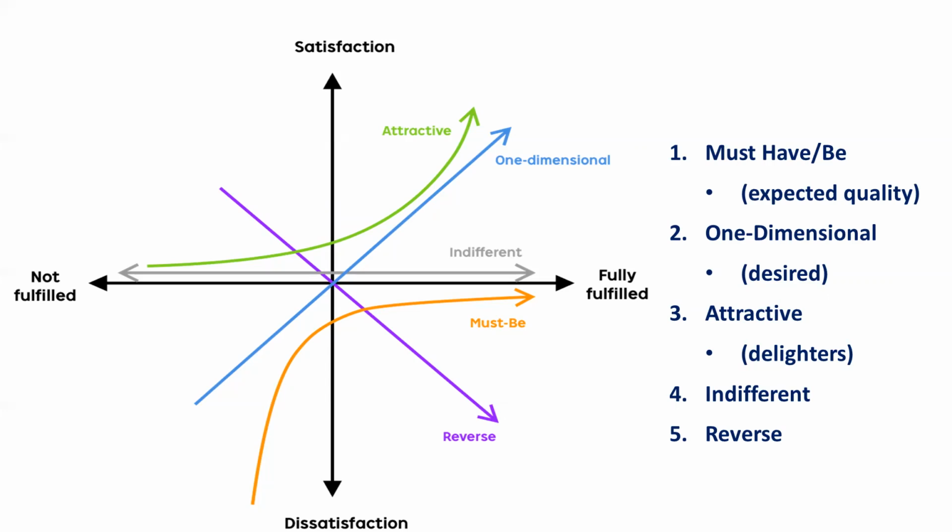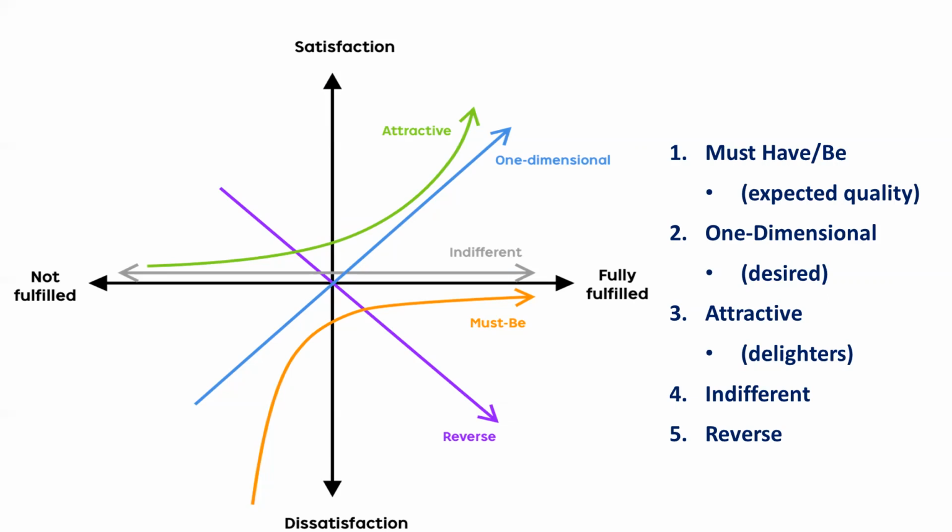Now, apart from this, you might see a gray line, which is the indifferent characteristics. Their presence or absence does not cause any difference to the satisfaction level. Can you guess what could be the indifferent characteristics in any project or in any process?